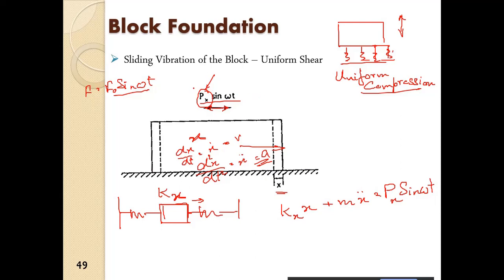Px is the magnitude of the force, and it is varying with time sinusoidally. Definitely at one point it is 0, and at other times it will be Px. So it will vary from minus Px to Px, and at some point it will be 0. So it will be sinusoidal with time. Okay, so this is the equation of motion.